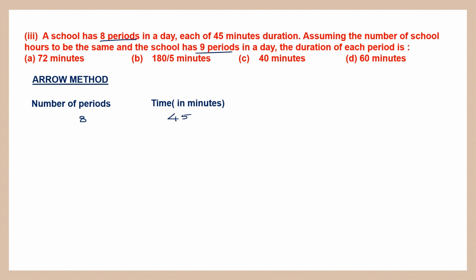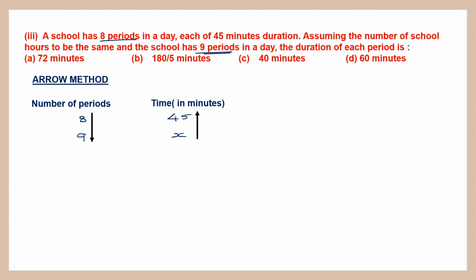And then we have 9 periods, and this we don't know. We'll name it X. So here we know that the number of periods has increased, but the time is going to decrease. So this is a case of inverse variation, so the arrow marks will go in opposite directions. Here we have one coming down and one going up, so the arrow marks are in opposite directions.